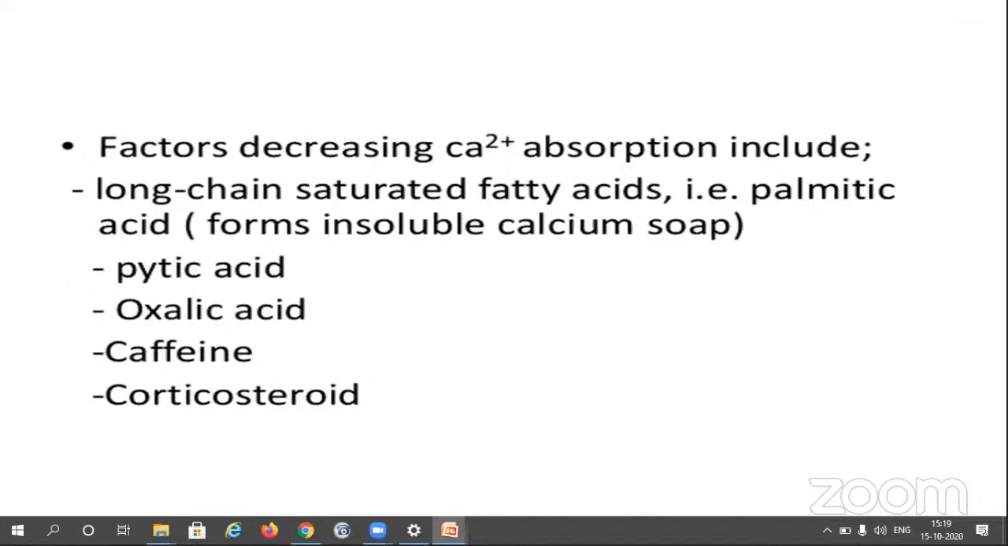Factors decreasing calcium absorption include long-chain saturated fatty acids, that is palmitic acid, as it forms insoluble calcium soap. Phytic acid, oxalic acid, caffeine, and corticosteroids also decrease calcium absorption.